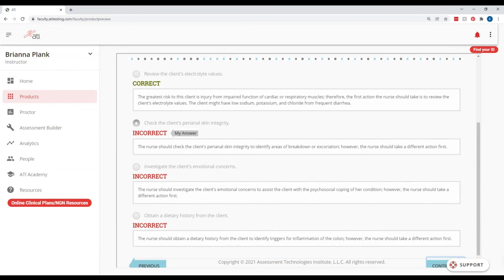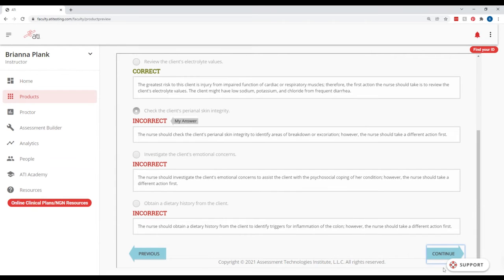So of those choices, all of them are good things to do. We're a good nurse, and we're going to do all of them. But the one we want to address first is the electrolytes. Hopefully that makes sense.